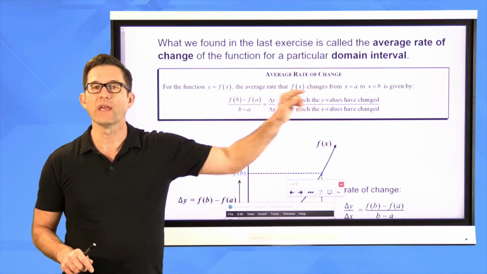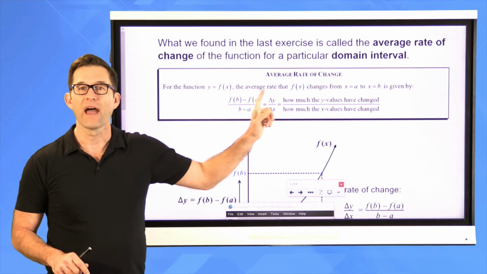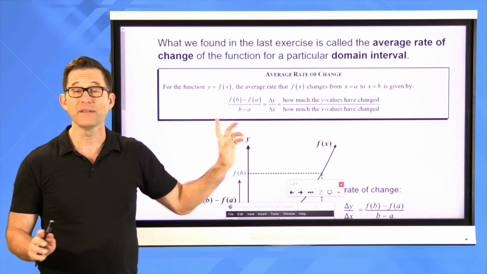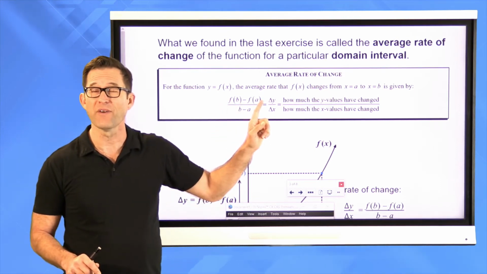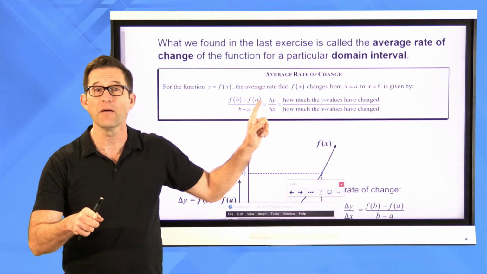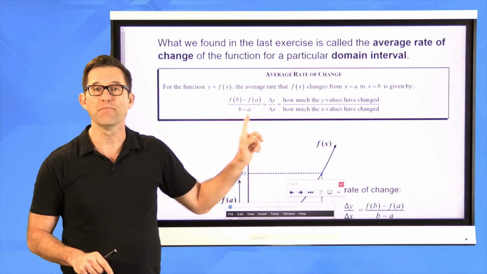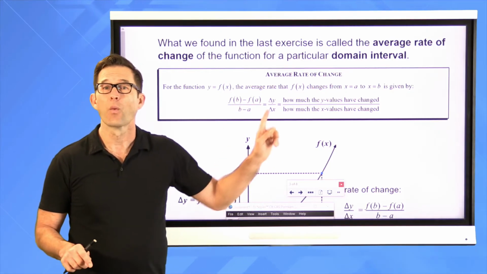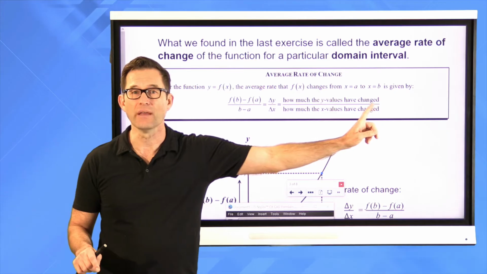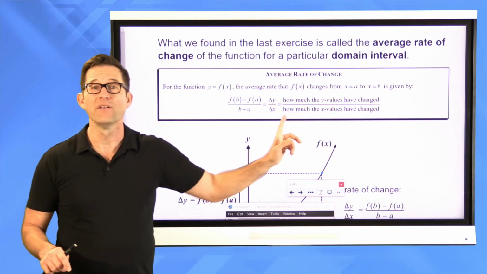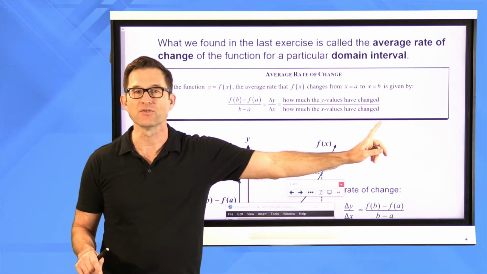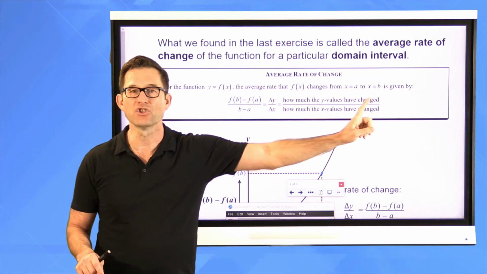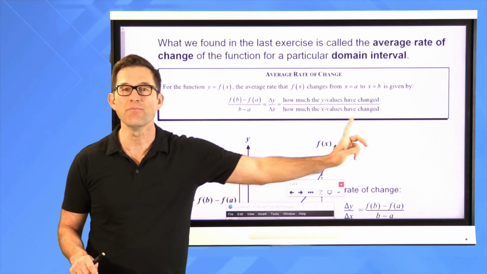So the average rate of change of a function, f of x, the average rate that it changes when x goes from a to x goes to b, is given by simply doing f of b minus f of a, divided by b minus a. Think about that. We did n of 9 minus n of 4, divided by b minus a. Now, that fancy formula really boils down to one thing. We're finding out how much the y values have changed over that domain interval divided by how much the x values have changed over that domain interval. Or better yet, you're finding out how much the output has changed divided by how much the input has changed.